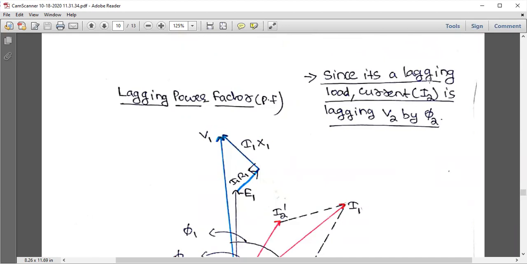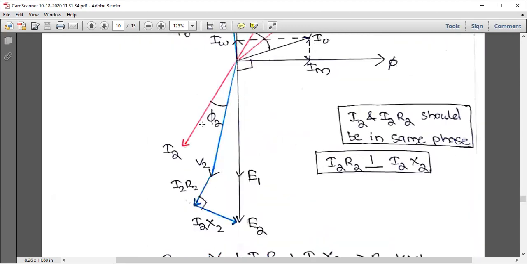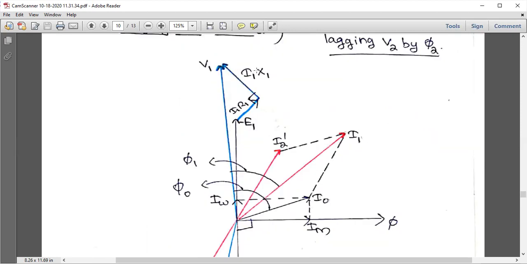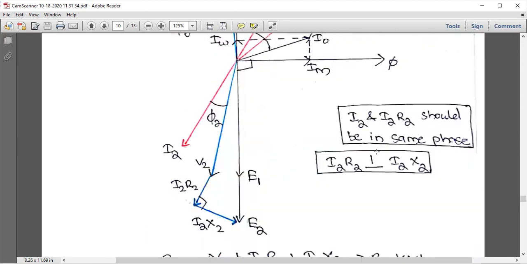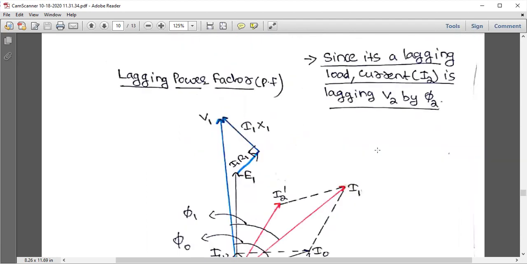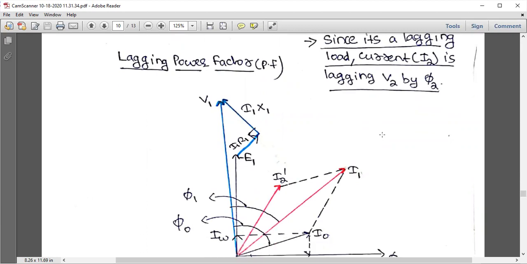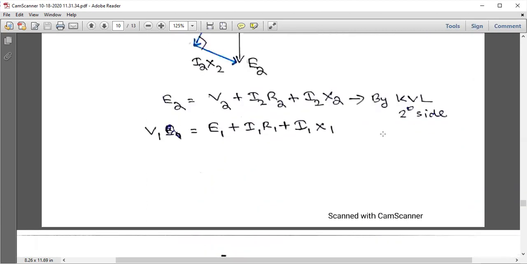So since it's a lagging load, current I2 is lagging V2 by phi 2. That's what we draw here. And I2R2 is perpendicular to I2X2. Similarly, I1R1 is perpendicular to I1X1. Okay, this is for a lagging power factor. That is for inductive load. Very, very important. And also we have two more conditions which I have drawn here.